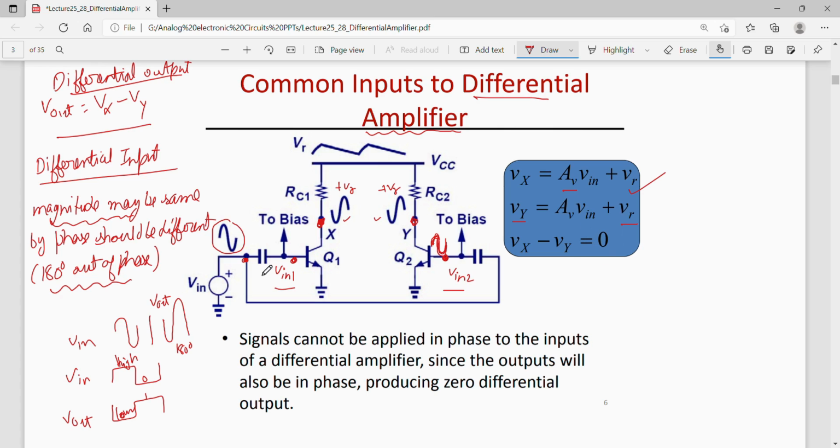So if the inputs to the Q1 and Q2 transistors are not differential, as in this case where both are the same, this will result in an output which is 0.